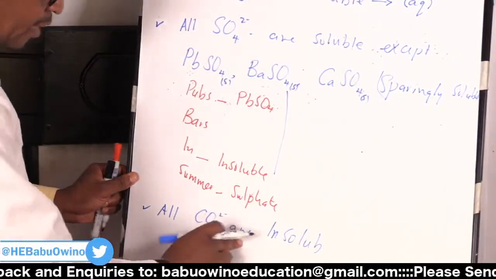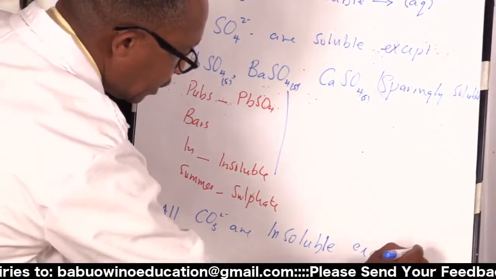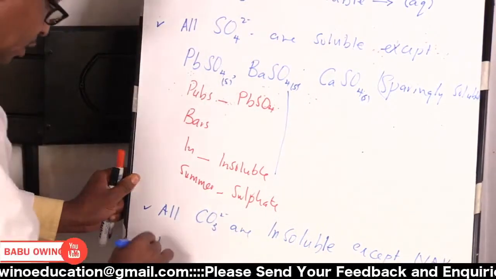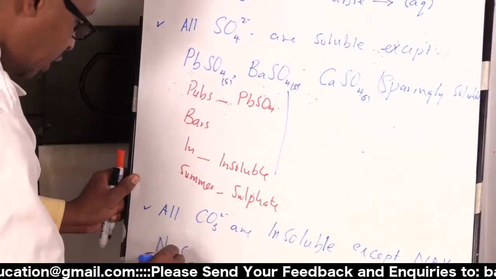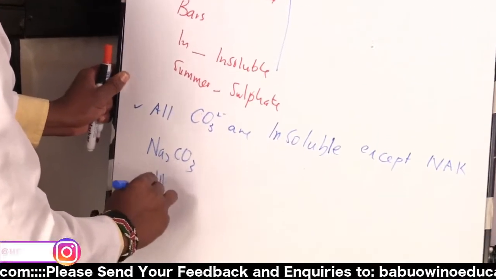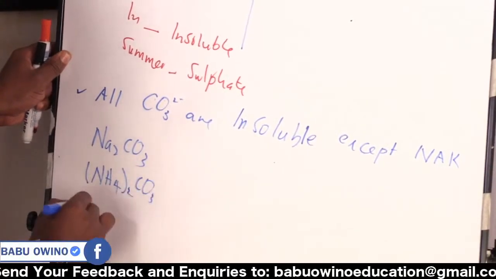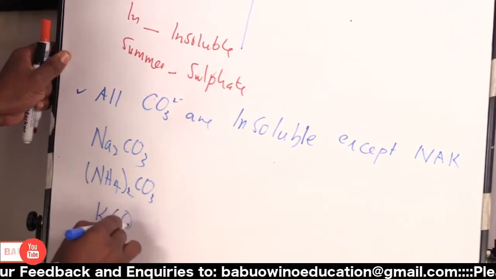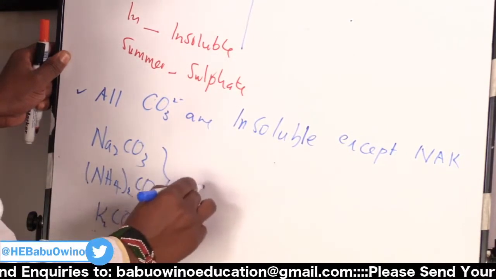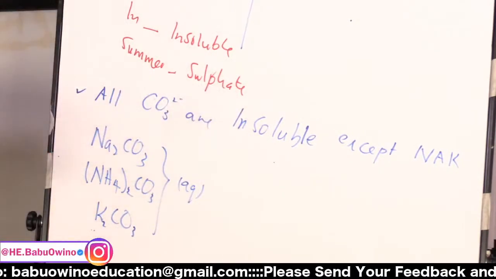All carbonates are insoluble except NaK, NaK, where N means sodium carbonate, A means ammonium carbonate, and K, potassium carbonate. So all these three are aqueous. They are soluble. All the other carbonates would be insoluble.